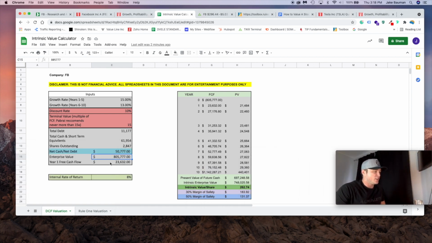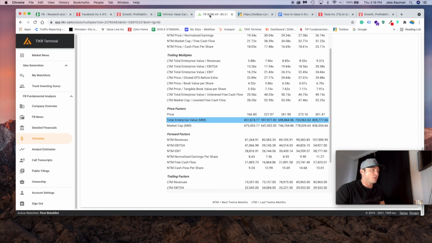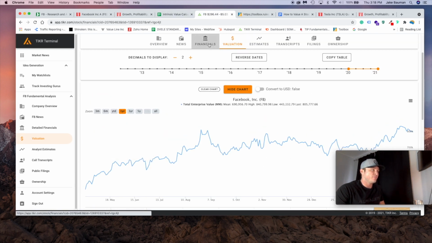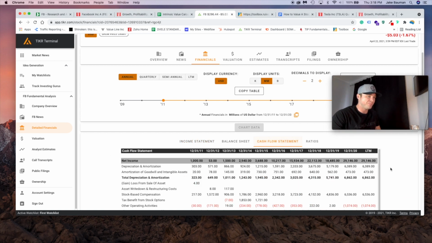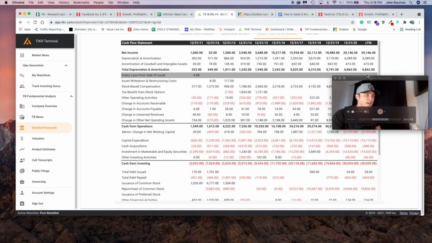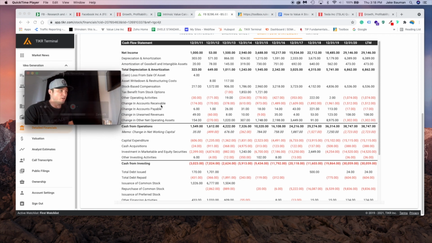Put that there. The next thing we need to know is the free cash flow. So we're going to go to the cash flow statement, financials, cash flow statement, scroll down, and I am going to use the trailing 12-month number here. So cash from operations is how we figure out free cash flow minus capital expenditures.